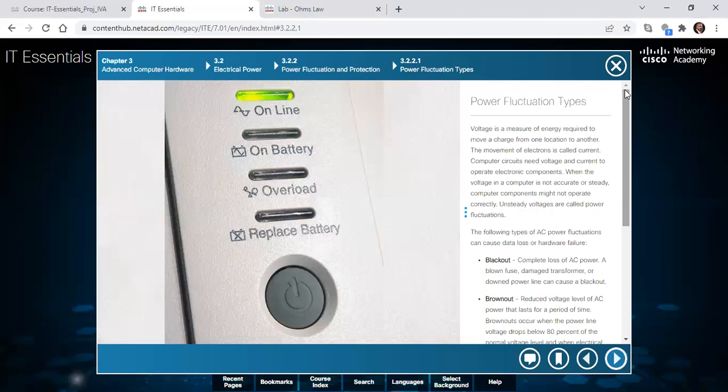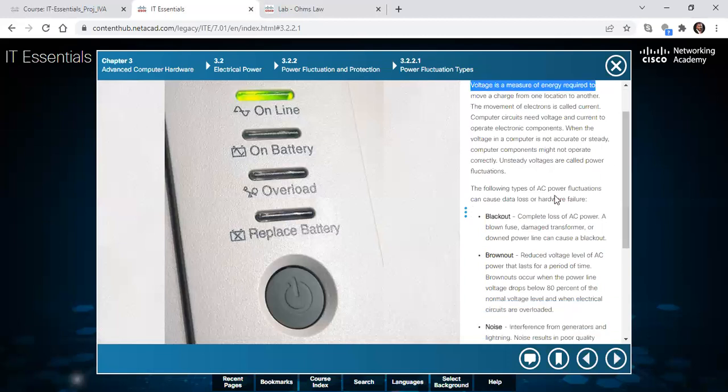So let's look at unsteady voltages, which are called power fluctuations. We look at the types of power fluctuations that we have. The following types of AC. AC means alternating current, while DC means direct current. AC is the current that comes from the wall of your house or your office. While DC is the direct current that you have on the power supply. Please note that, it's very important.